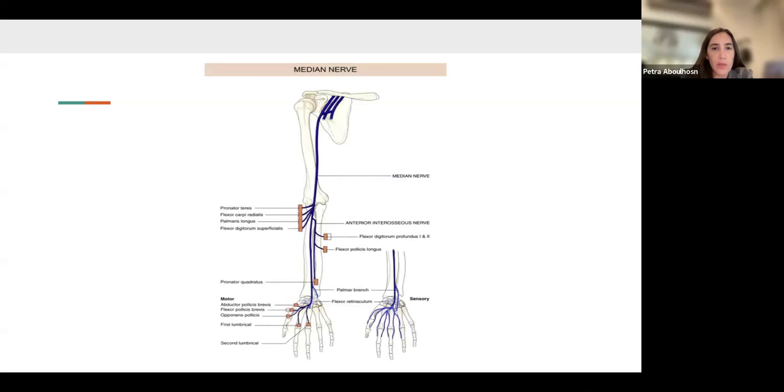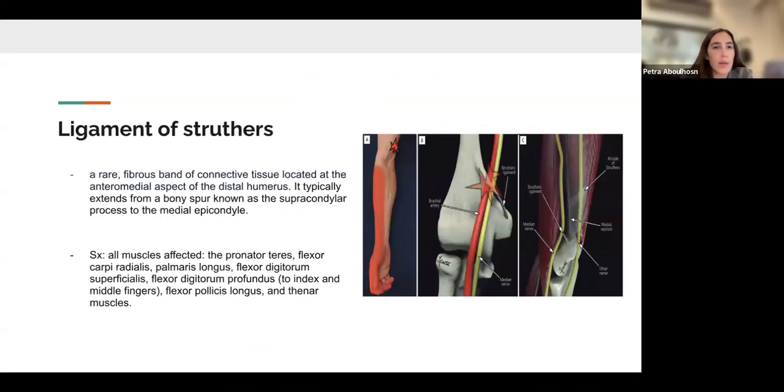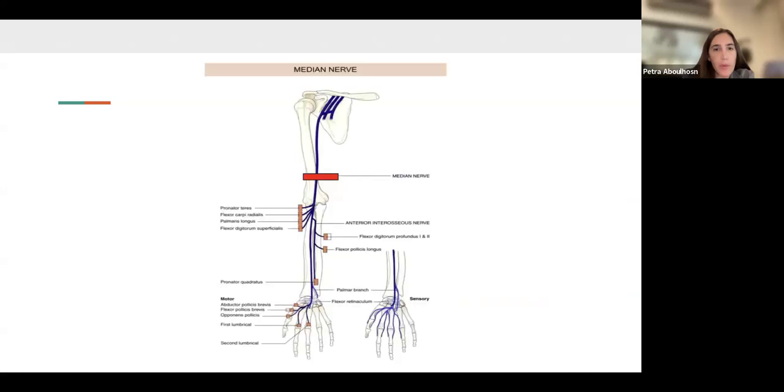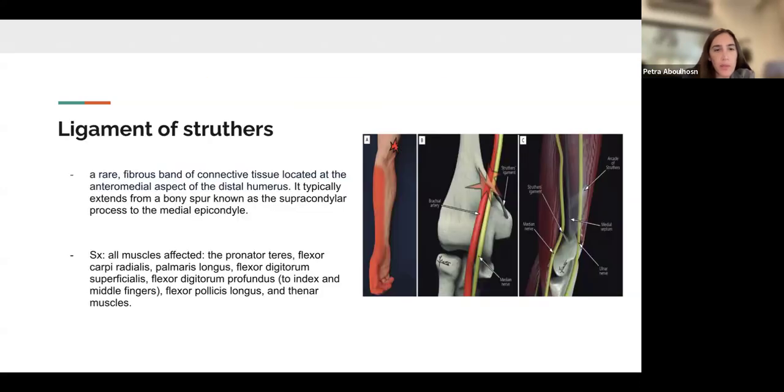This is the course of the median nerve, and we're starting with an insult or a compression at this area. This is a common location for a ligament of Struthers. Not everyone has it; there's a supracondylar process, like a small bony protrusion of the humerus, and the ligament connects the humerus to the medial epicondyle. It's a rare fibrous band of connective tissue. In that case, because we're very high up, we have all median nerve muscles affected.